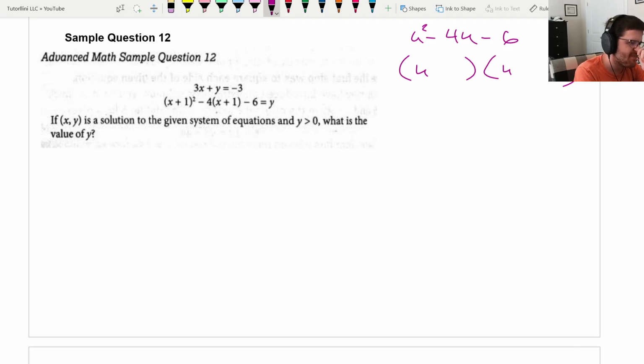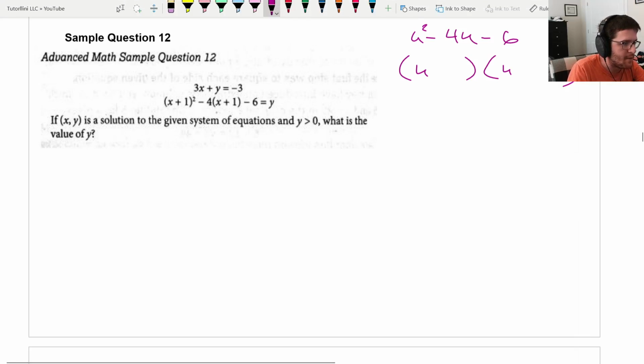Does that factor? What am I doing wrong here? Six and 1, does that give me -4? No. 3 and 2, does that give me 4 in any way? No. Maybe we need to substitute first. Let me go over here and just check. Yeah, this is not factorable. So I think we need to substitute first.